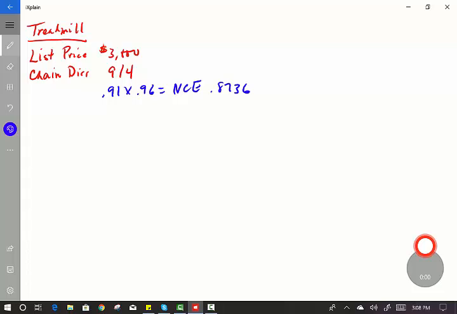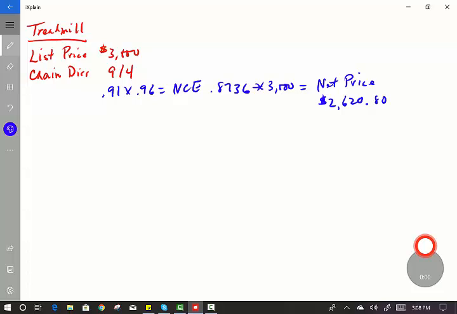Okay, so therefore if I take the net cost equivalent of 0.8736 and multiply that times $3,000, that's a list price, that will actually equal the net price of $2,620.80. Now technically all I have to do to find the trade discount is take the difference between the list price and the net price.